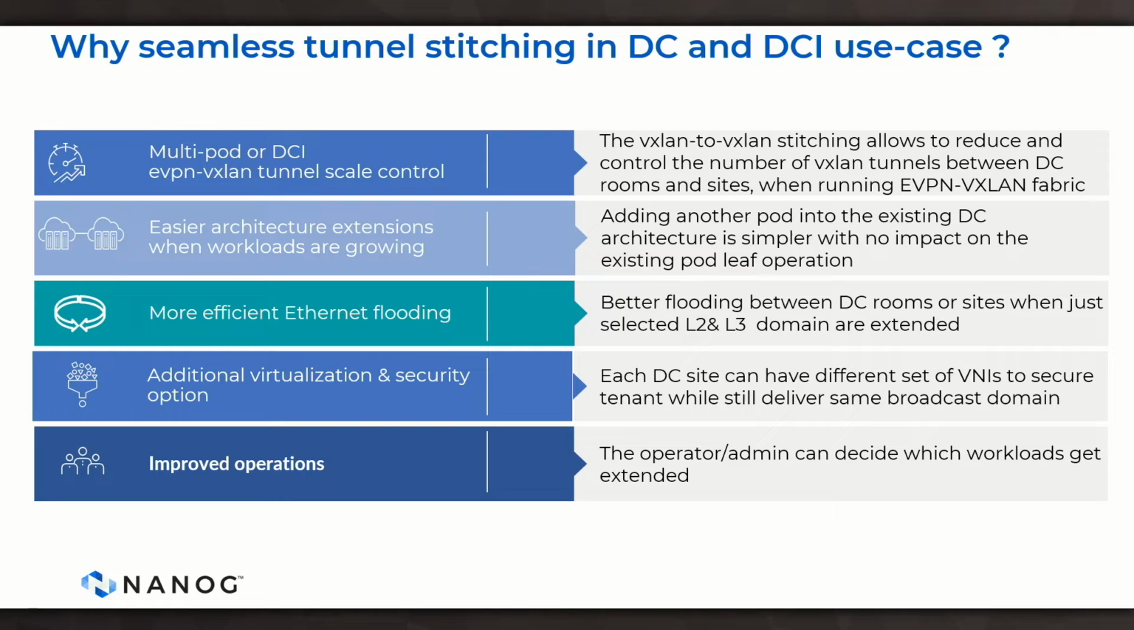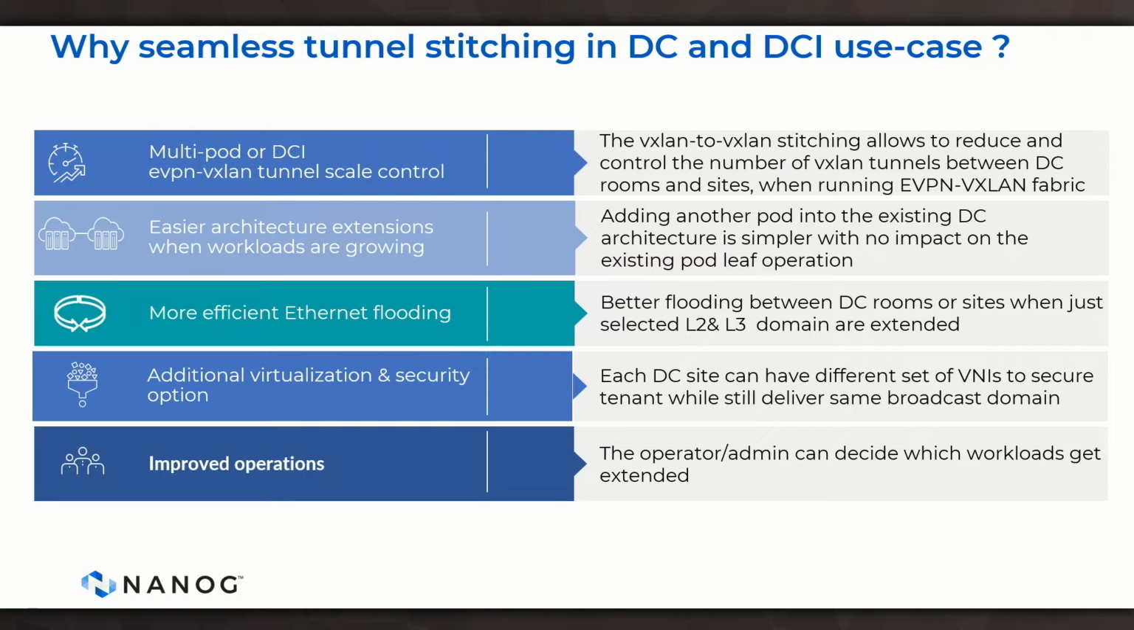Additional virtualization options, that's another motivation. So when we have different DCs, we can actually have some acquisitions. There are examples of service providers who are just buying a data center provider, and they already have some EVPN-VXLAN deployments. In that situation, we can use the virtualization options of remapping the VNIs from one site to a common data center interconnect VNI with that RFC 1914.